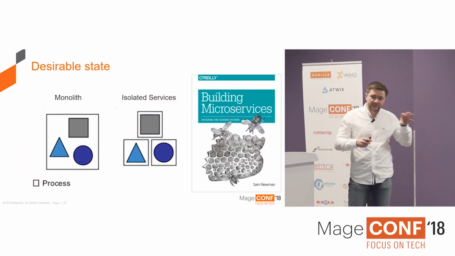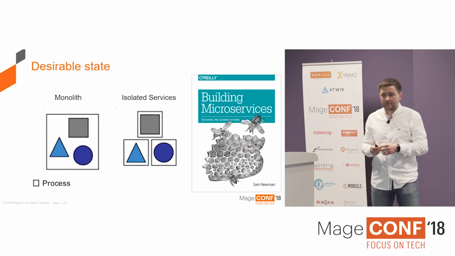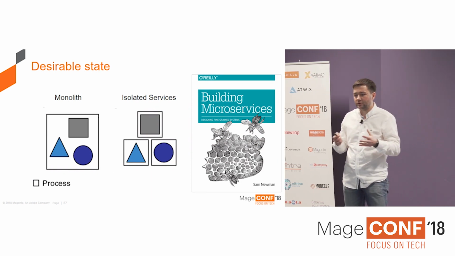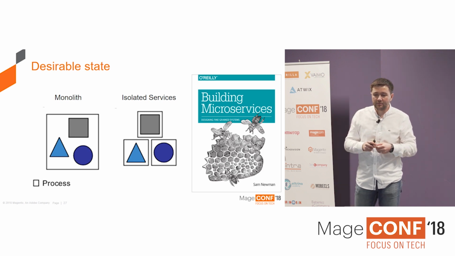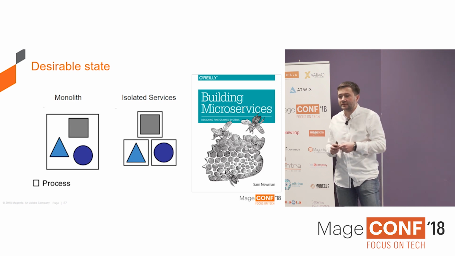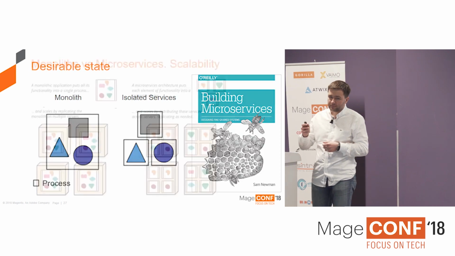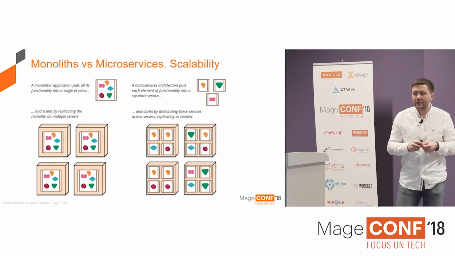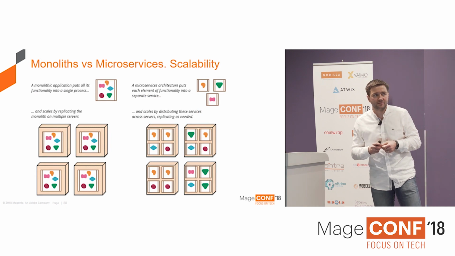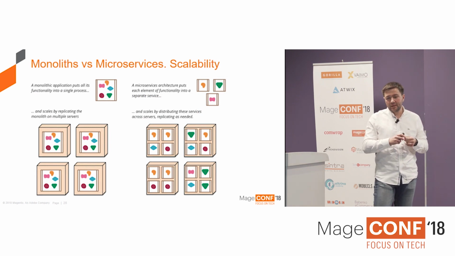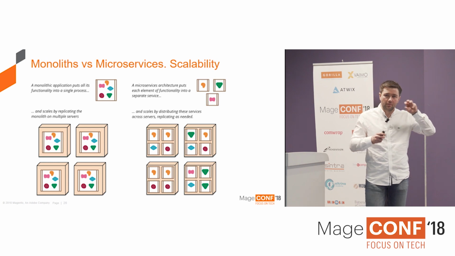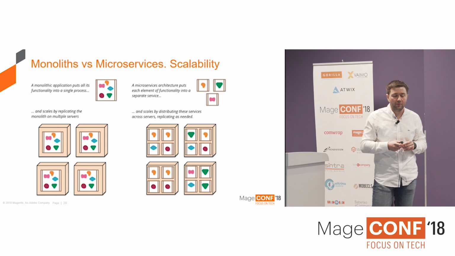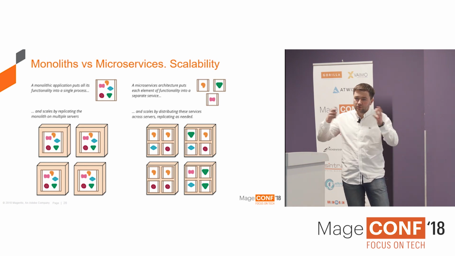So this is our desirable state, when the system would be deployed not in the scope of one system process, but in different isolated services. And in this case, we can provide a much better ability of scaling, because we can scale just particular components which we need to improve the throughput of, but not the whole system.